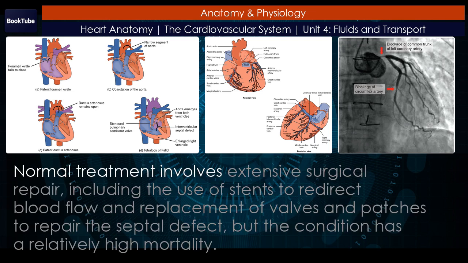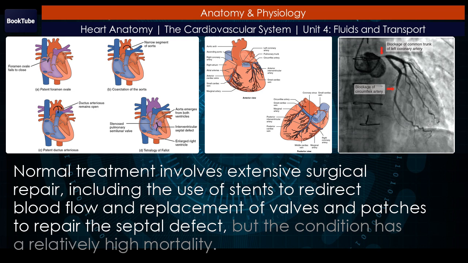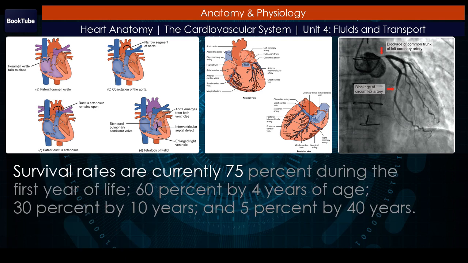Normal treatment involves extensive surgical repair, including the use of stents to redirect blood flow and replacement of valves and patches to repair the septal defect. But the condition has a relatively high mortality. Survival rates are currently 75% during the first year of life, 60% by 4 years of age, 30% by 10 years, and 5% by 40 years.